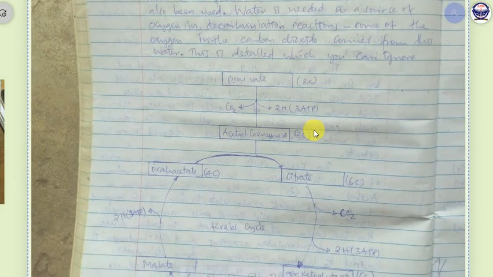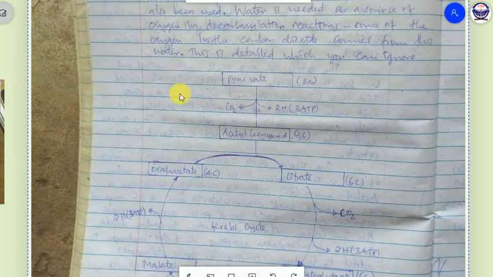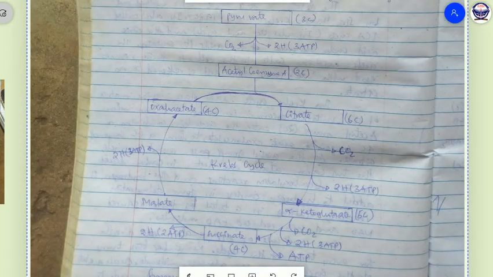Kwa hiyo tunaweza tukaelezea kwa undani zaidi baadaye, lakini hayo ndio maelezo mafupi, short explanation of the Krebs cycle. And this is how the cycle can be shown.